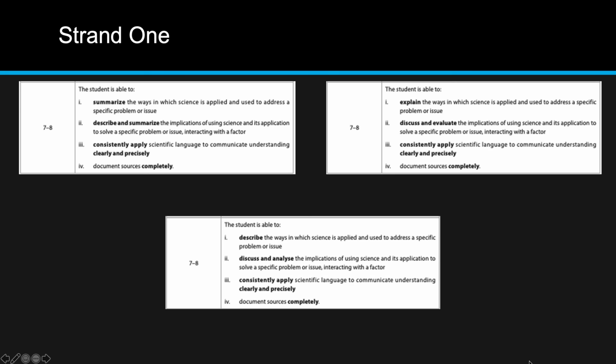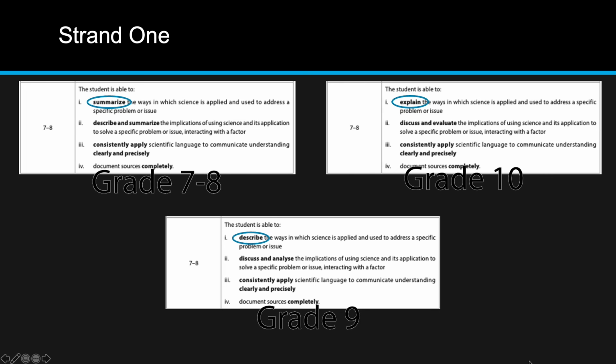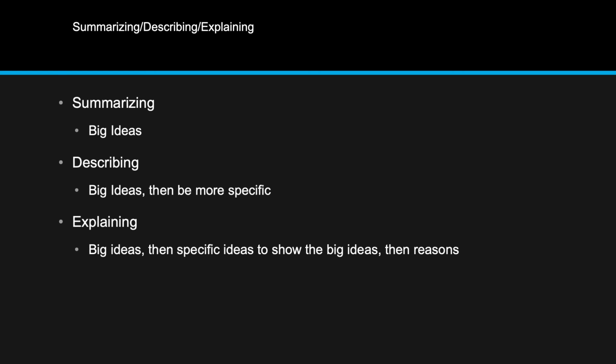You've probably noticed how I said summarizing/describing/explaining a couple times so far. That's because there are 3 rubrics, one for grade 7 and 8, one for grade 9, and one for grade 10. Based on your grade level, the expectations will differ based on these command terms. Summarizing really means to give the big ideas. If you were to summarize a book, you would talk about the main events. You wouldn't go into all the details.